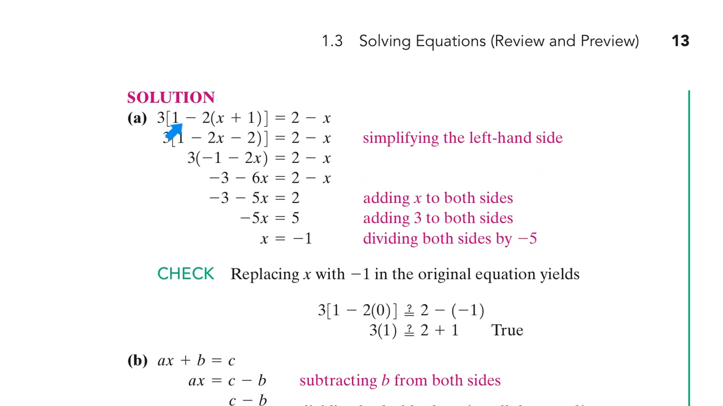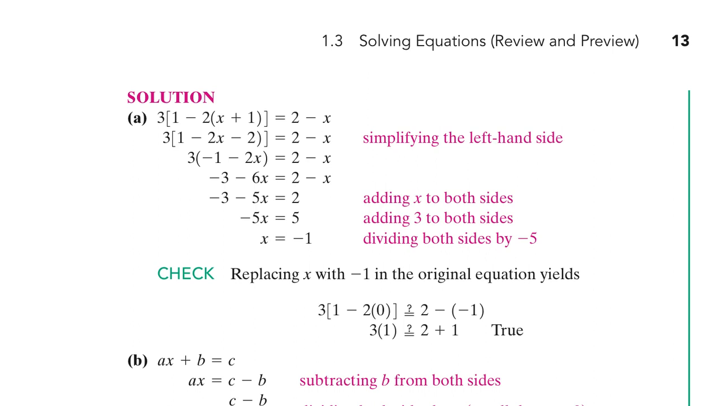This is quick work here. What they do is simplify the left hand side, so they distribute -2 to both items: -2x, and -2 times 1 is -2. 1 minus 2 is -1, and then they distribute the 3: 3 times -1, 3 times -2. Then they add x to both sides, so you get -5x. Maybe you would add 3 to both sides, and you would get 5. Divide by -5, and you get -1.